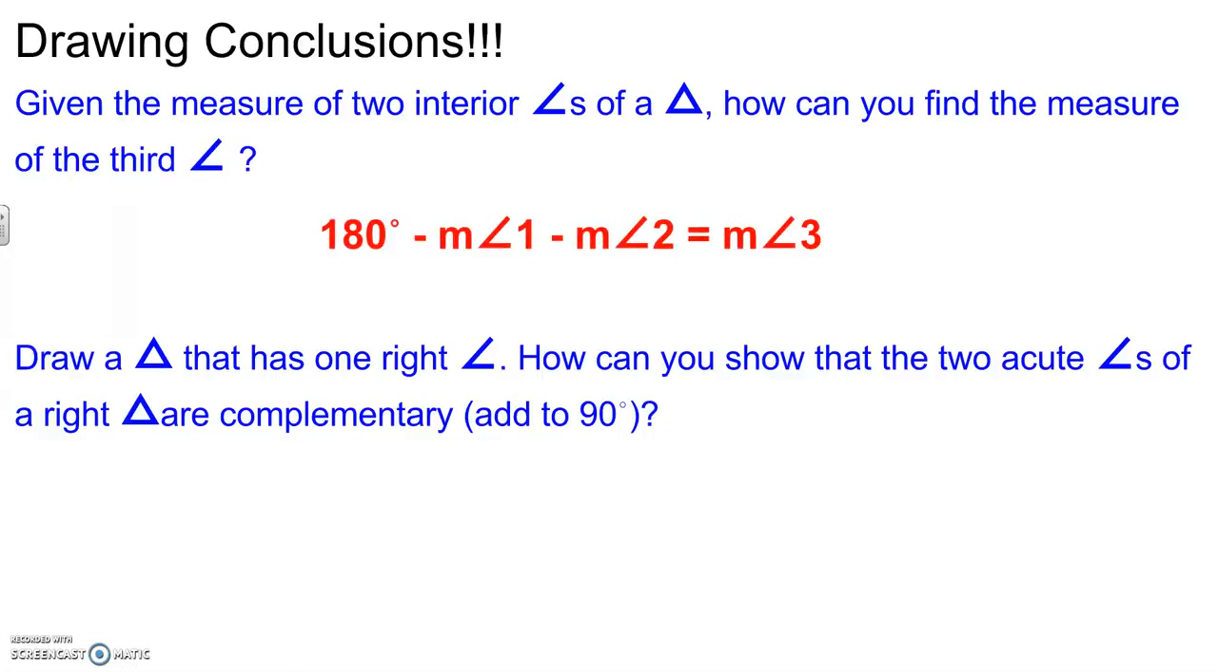Okay, so in our first example there, you might have said that 180 degrees minus measure of angle 1 minus measure of angle 2 equals the measure of angle 3. And that was something we explored early on in this lesson.